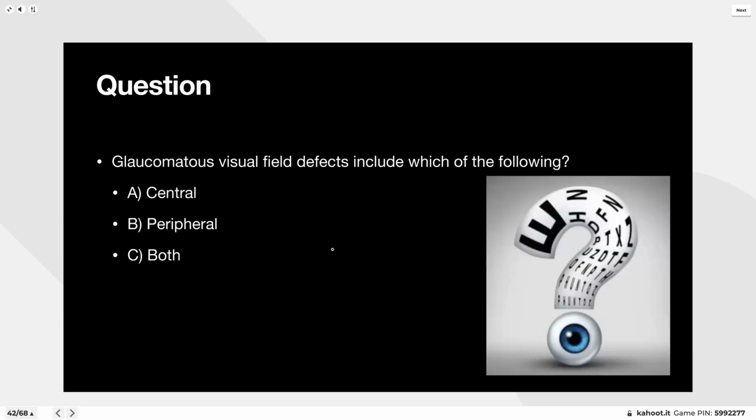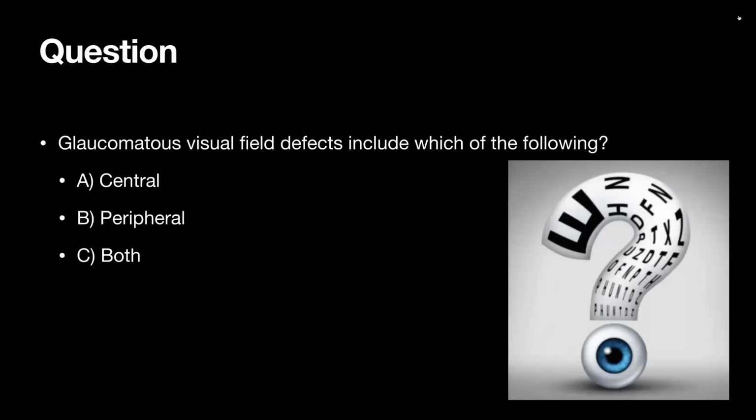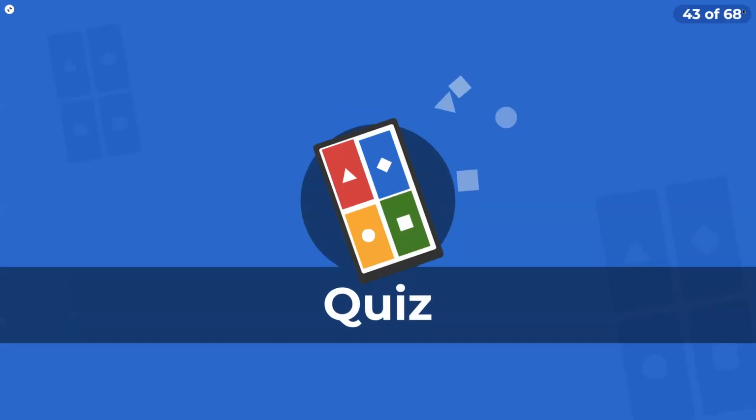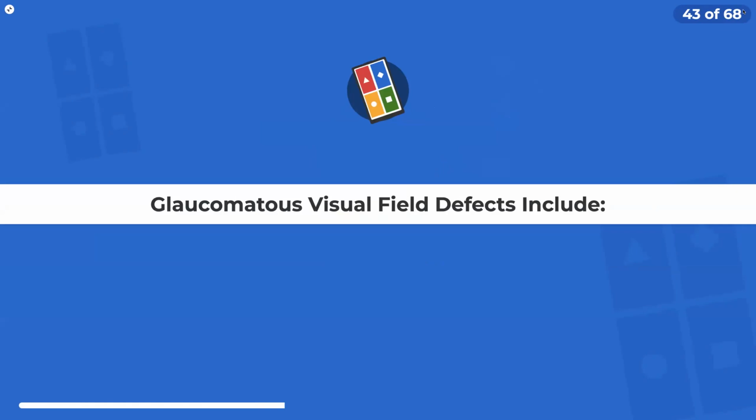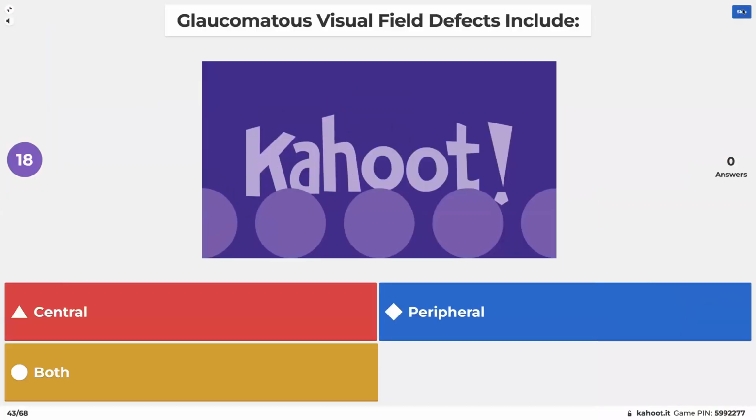Now, we'll go to our next question here. So glaucoma, I'll just go to the next slide actually. So to our quiz here: glaucomatous visual defects include either A, central visual field defects, B, peripheral visual field defects, or C, both of them. And I'll give you a few seconds to answer that.